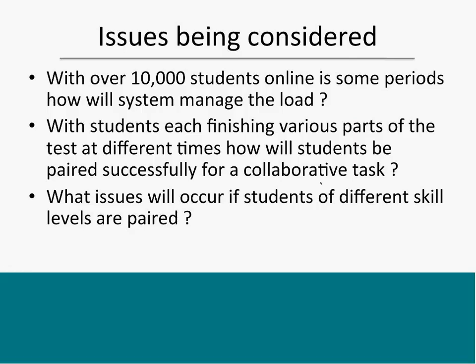So there are a lot of issues to be considered about this. One of the key questions we're asking ourselves at the moment, with 10,000 students online, is how will the system be able to manage the load? With students finishing various parts of the test at different times, how will they be paired successfully for a collaborative task? And issues will occur if students of different skill levels are paired. So these are all very important challenges we have in what we're building.